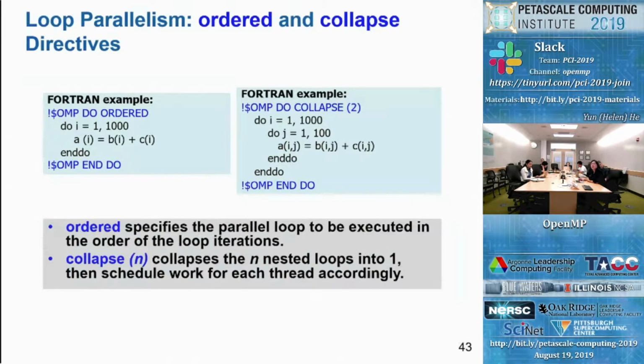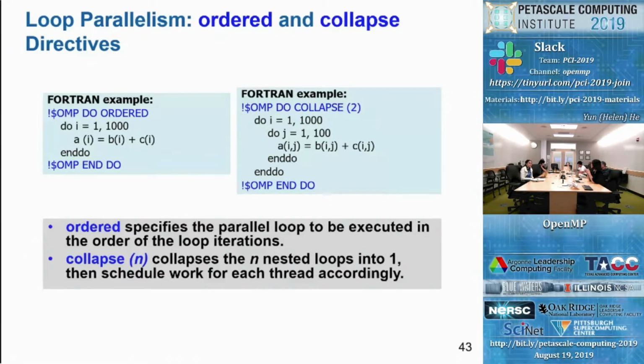Ordered and collapse. Ordered means when you do parallelization, you still make sure the loop is carried out as if it's in serial, sequential order. Collapse means if you have multiple layers of do loops, you can collapse them into one big loop. Then when you do schedule or anything else, you treat it as just one big loop.